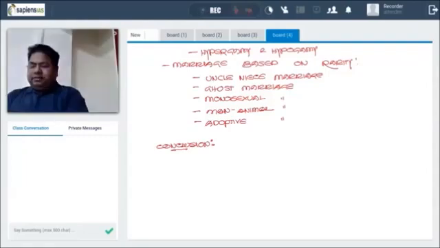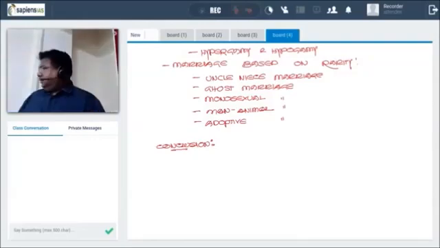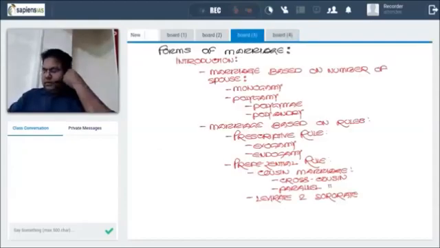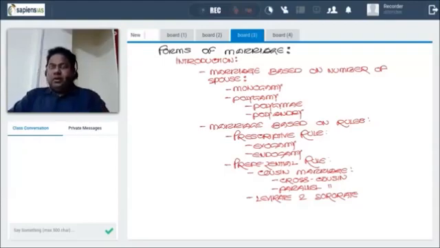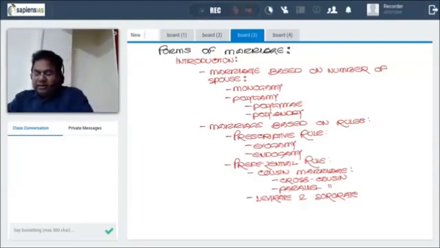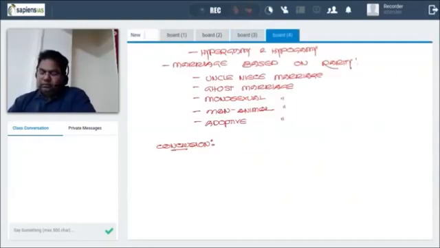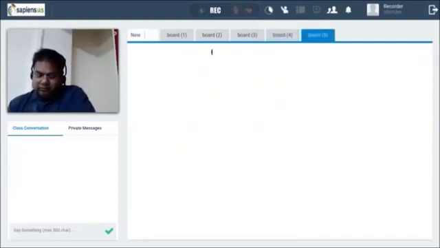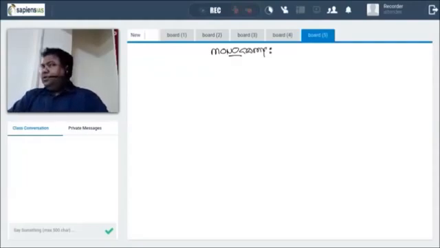There are different types of marriage based on different criteria. First, marriage based on number of spouse. There are two types of marriage, monogamy and polygamy. What is monogamy? It is a marriage between a man and a woman.